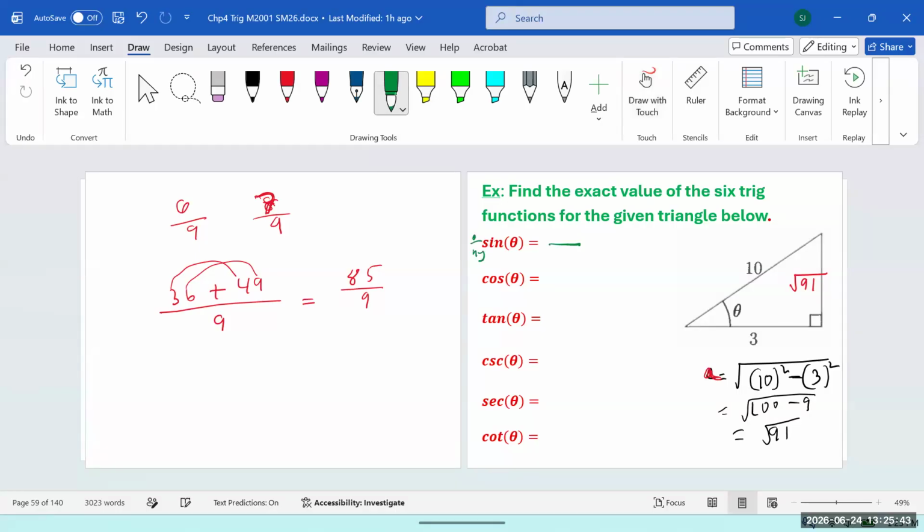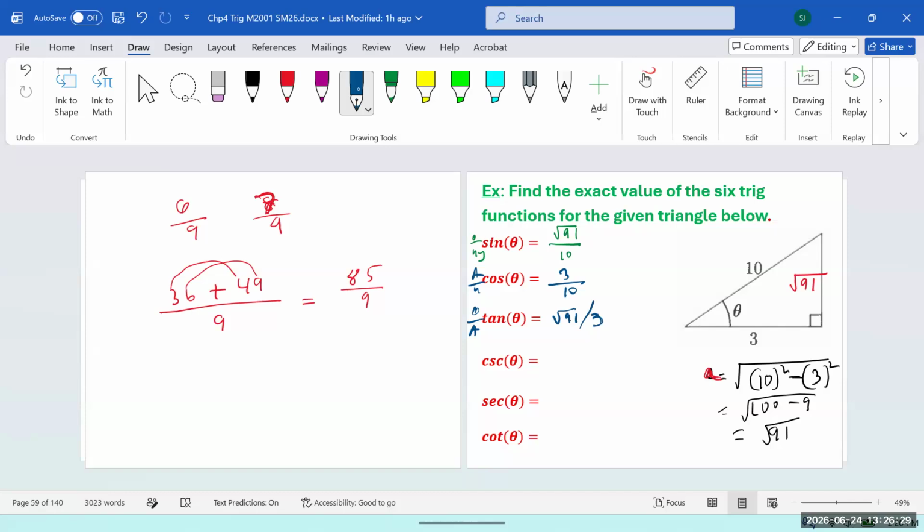Opposite over hypotenuse. Square root of 91 over 10. Perfect. Malvina, the other one, cosine. So adjacent over hypotenuse, 3 over 10. Faria, tangent. So it's opposite over adjacent. Say it again, what did you say? Square root of 91 over 3. Great.